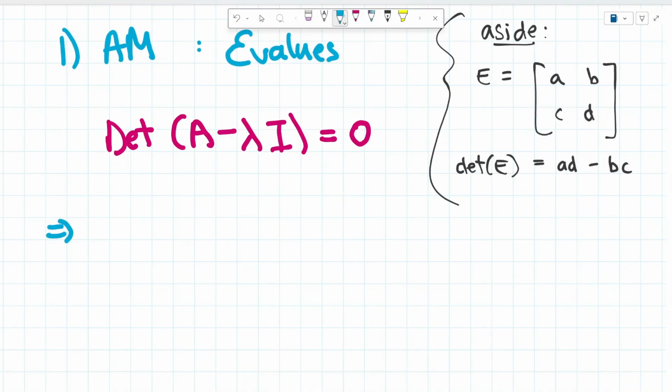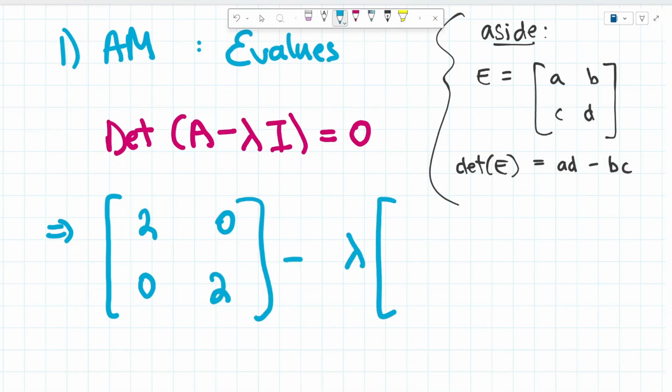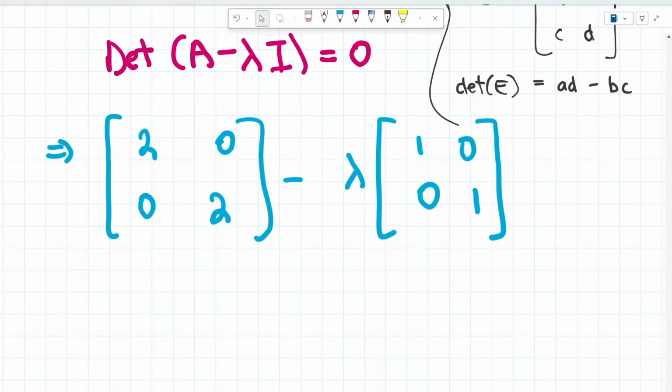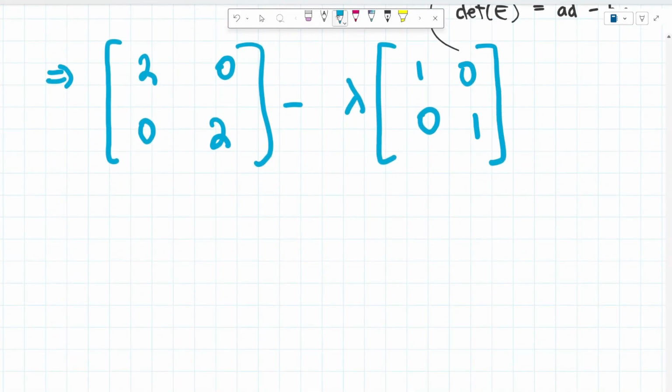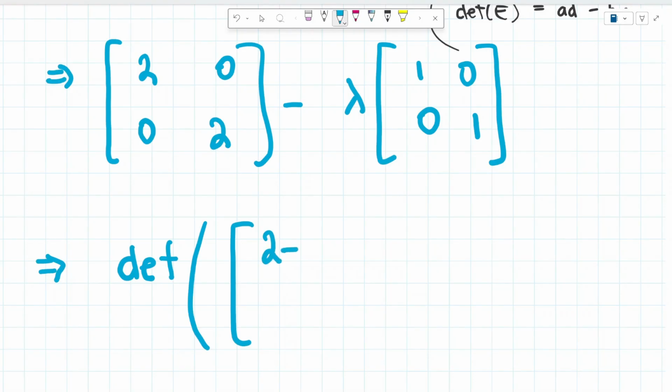So now that we know it, let's go ahead and simply input our values into this equation. We're going to start off with matrix A. So we've got 2, 0, 0, 2 minus lambda times our identity matrix. And recall again that our identity matrix must be the same size as our matrix A. We're going to use scalar multiplication and matrix subtraction here to get this into one term. So we're looking for the determinant of 2 minus lambda, 0, 0, and 2 minus lambda.